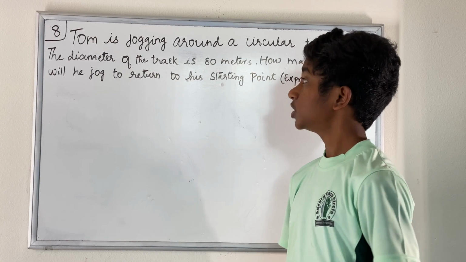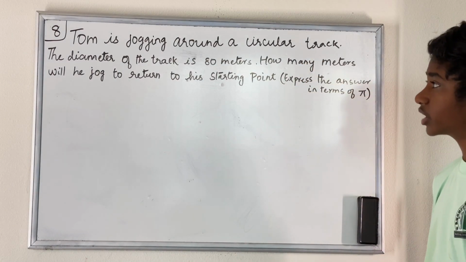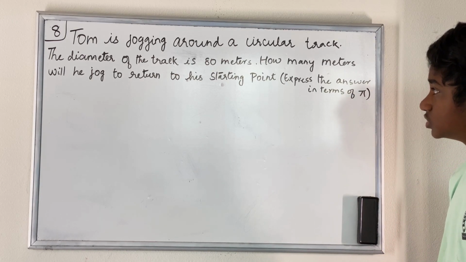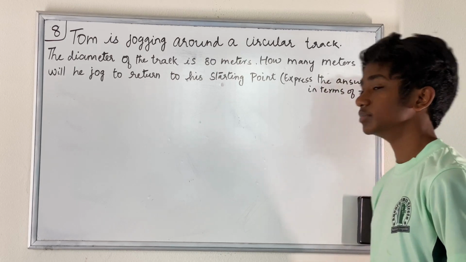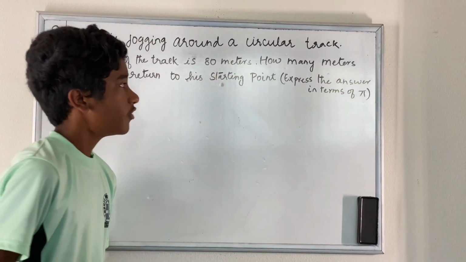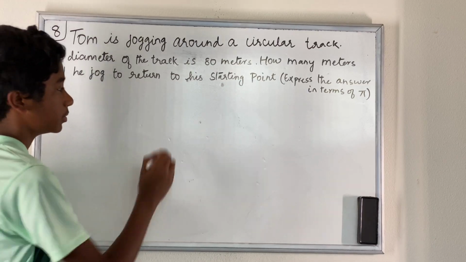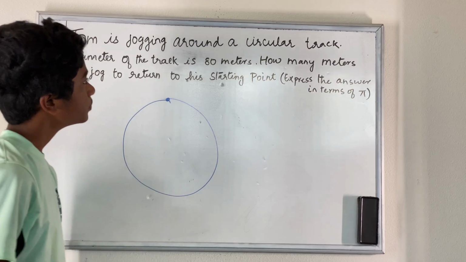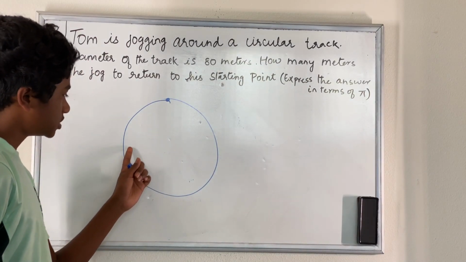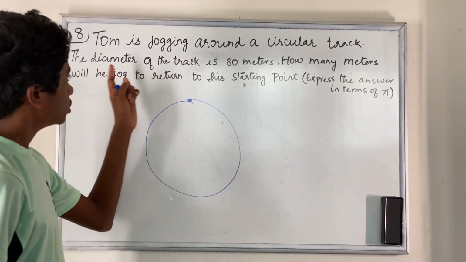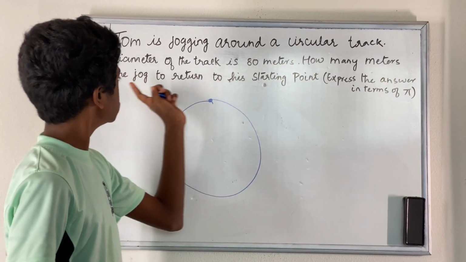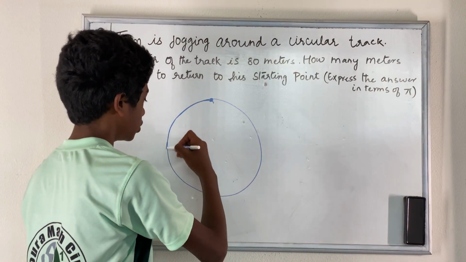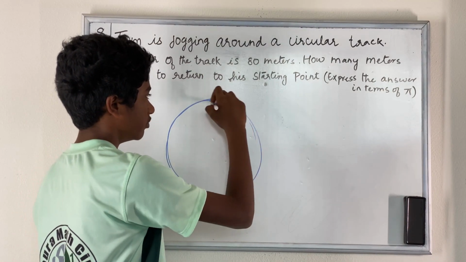Problem number 8. Tom is jogging around a circular track. The diameter of the track is 80 meters. How many meters will he jog to return to his starting point? Express the answer in terms of pi. So, first let's draw a diagram of the circular track. So here is Tom's starting point. So, since Tom is jogging a circular track, it's the perimeter or the circumference in this scenario of the track.